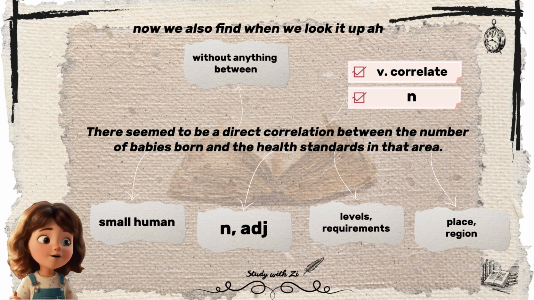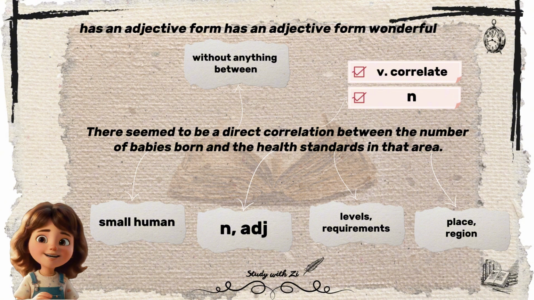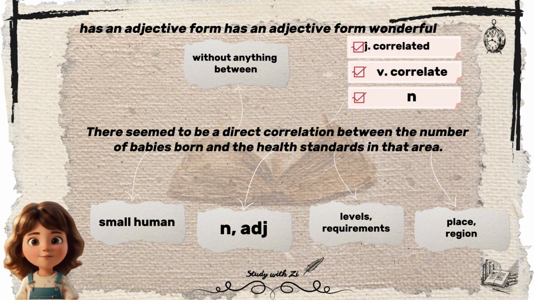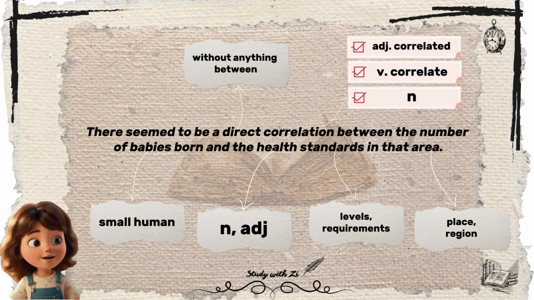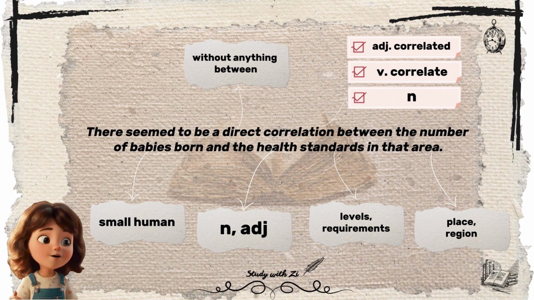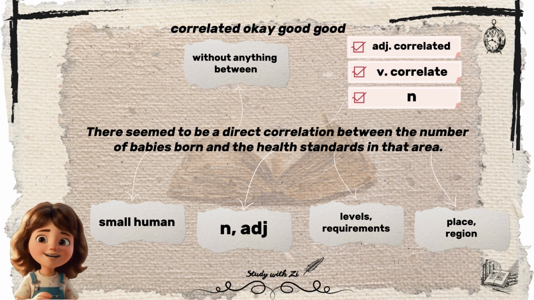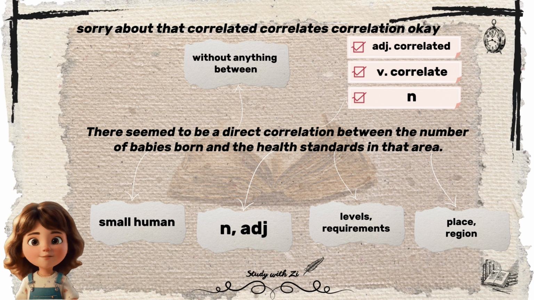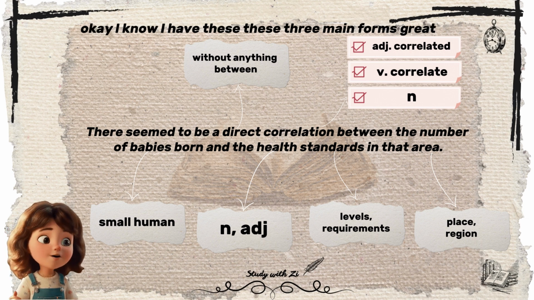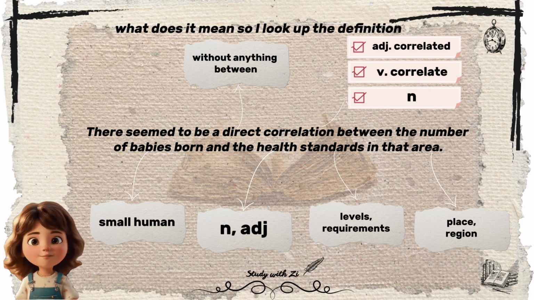Now, we also find when we look it up, it has an adjective form. Wonderful. Great. Amazing. Correlated. Okay. Good. Well, that's really messy. Sorry about that. Correlated. Correlates. Correlation. Okay. I know I have these three main forms. Great. What does it mean? So I look up the definition.